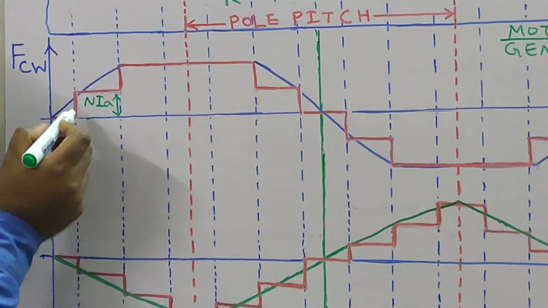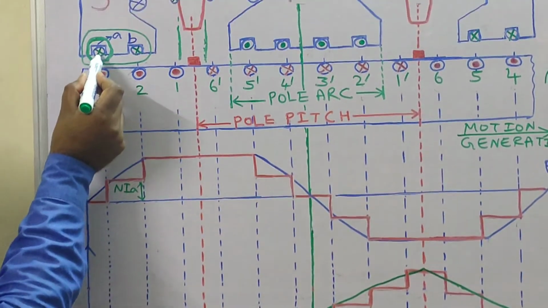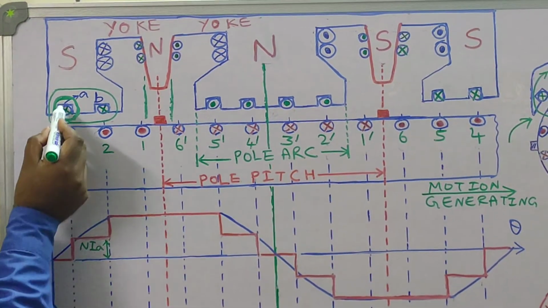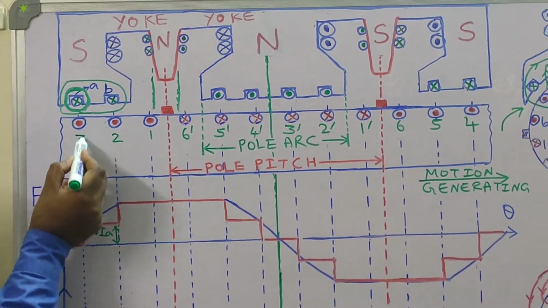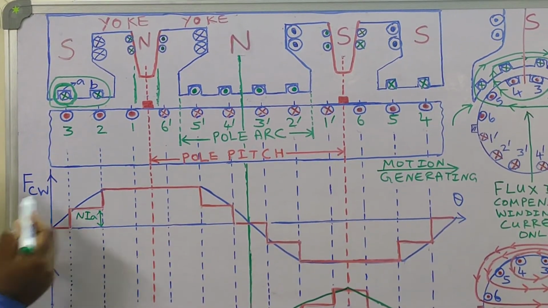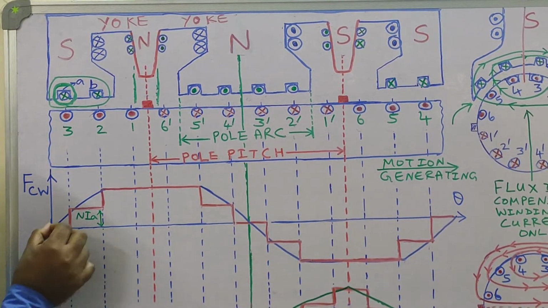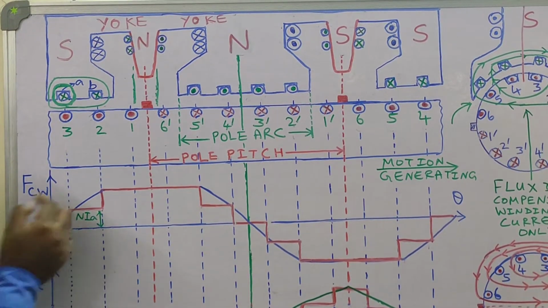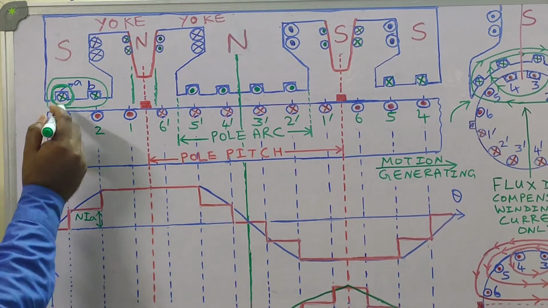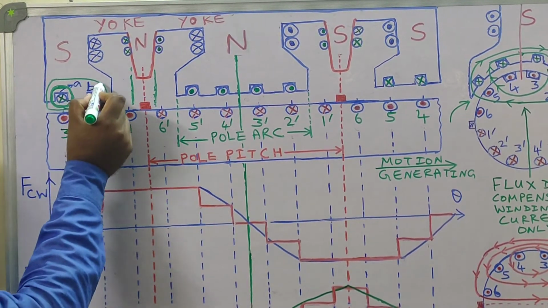This change in MMF is indicated at the middle of the slot by a step jump. Actually, the variation should be linear, but it has been indicated by a step jump at the center of the slot.